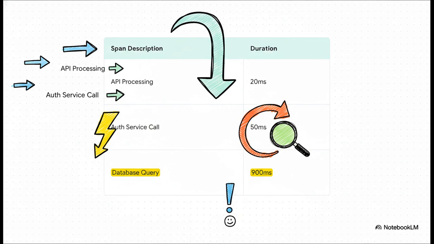When you look at the spans inside a slow trace, the problem just jumps right out at you. You can see here, okay, API processing was fast, 20 milliseconds. The auth service call, 50 milliseconds, no problem. But then, bam, look at that. A database query that took 900 milliseconds. There's your bottleneck. No more guessing. The data points right to the answer.